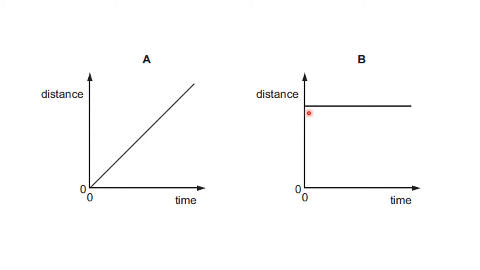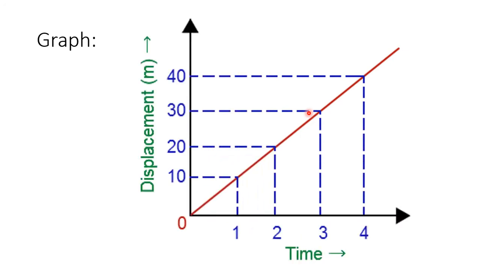So this is the example of the graph of uniform motion. And one more graph I will show you for the uniform motion. See, this is the time and displacement graph. When the time is 1 second, the displacement was 10 meter. Similarly, when the time is 2 seconds, the distance is 20 meter. When the time is 3 seconds, it is here.